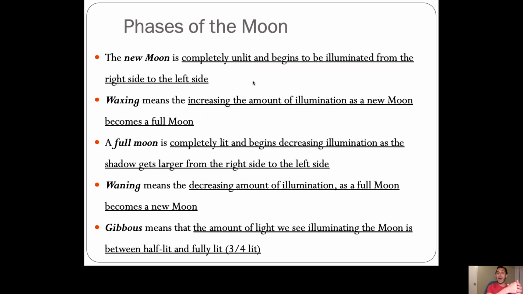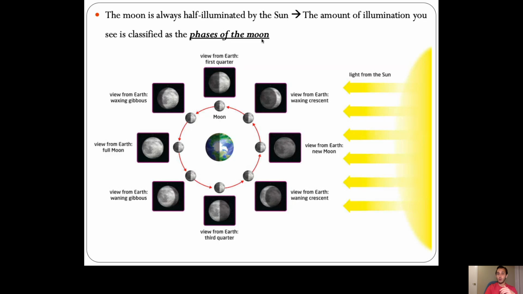Okay? Now, waxing is a word that means it's increasing the amount of illumination as a new moon becomes a full moon. So if I go back, here we are at new moon, then we have a waxing crescent. So the right side of the moon to us begins to be illuminated in that famous crescent moon shape that we see. Okay.